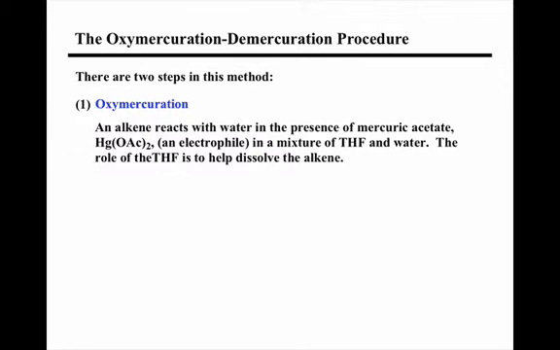So anyway, this is a two-step process. The first step is oxymercuration, where we're going to react the alkene with mercuric acetate, Hg(OAc)2, which is going to function as an electrophile. If it's functioning as an electrophile, what's its role? Is it a Lewis acid or a Lewis base? It's a Lewis acid. All electrophiles are Lewis acids, right? And we're going to do this in a mixture of THF and water. Okay, what's the THF for, do you think?